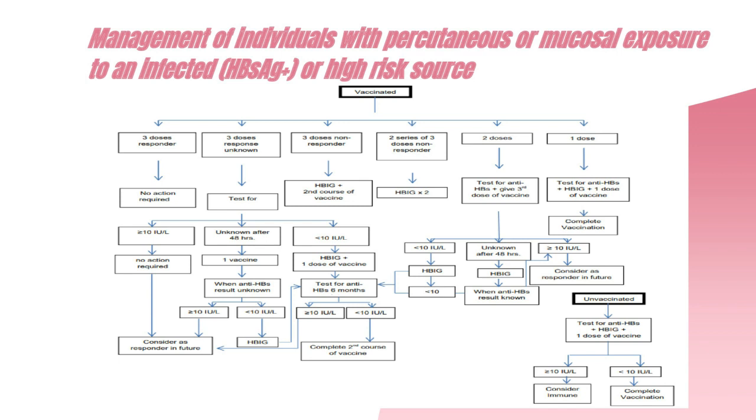If the person exposed has received 2 doses of vaccine, test for anti-HBs and give 1 dose of vaccine. If anti-HBs are negative or unknown at 48 hours, give HBIG.